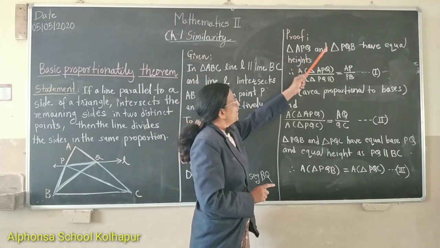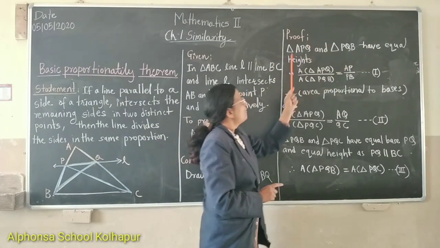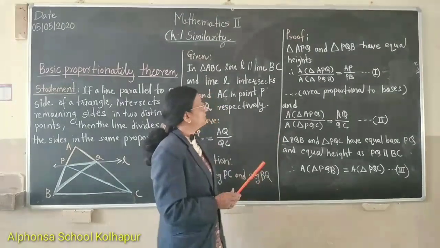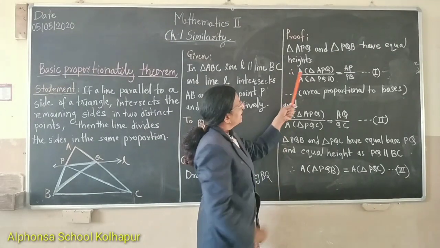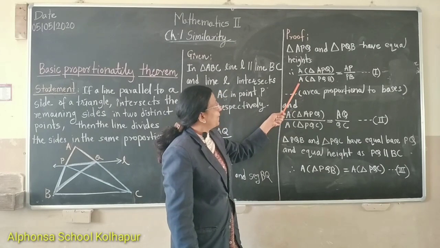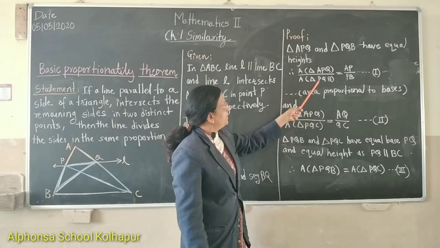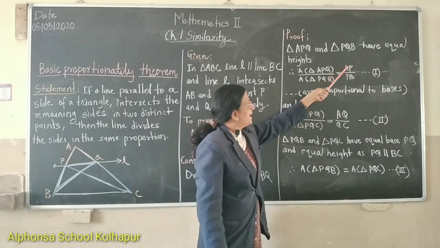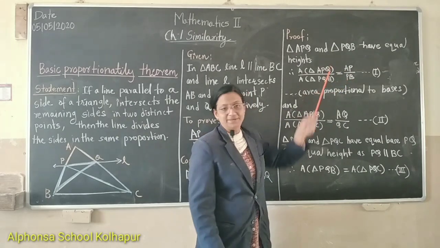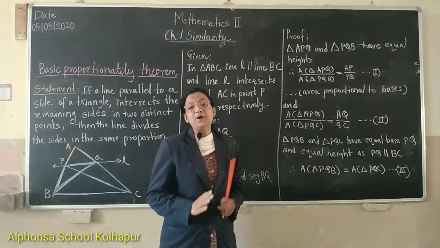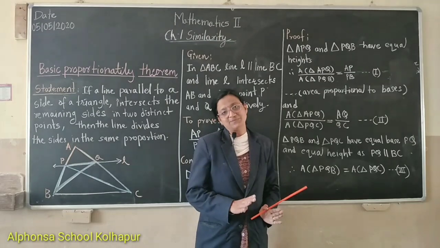Triangle APQ and triangle PQB have equal heights. Therefore, area of triangle APQ upon area of triangle PQB is equal to AP upon PB. Means areas are proportional to their corresponding bases.